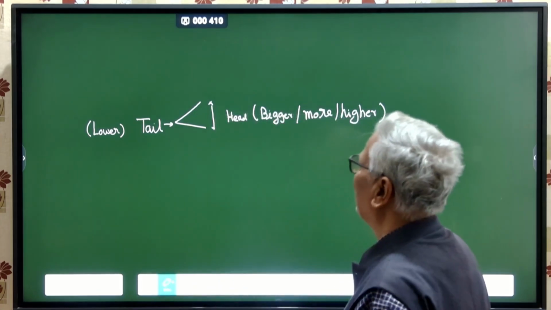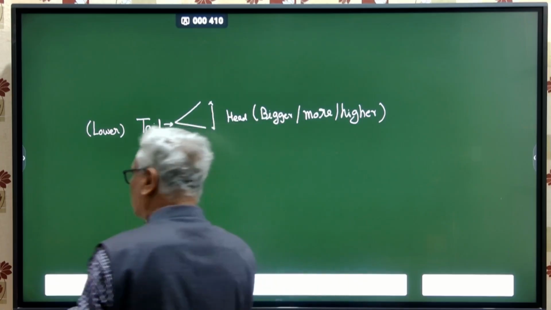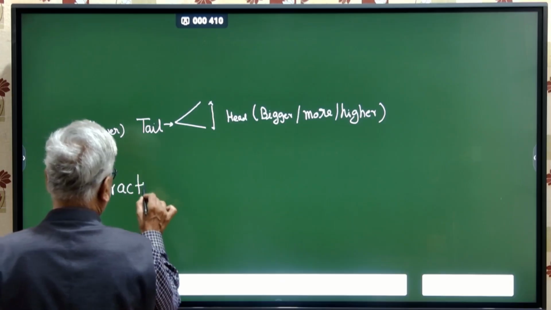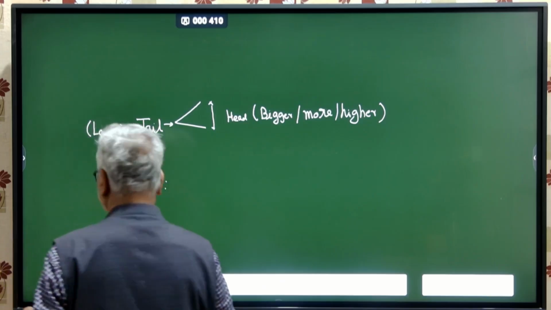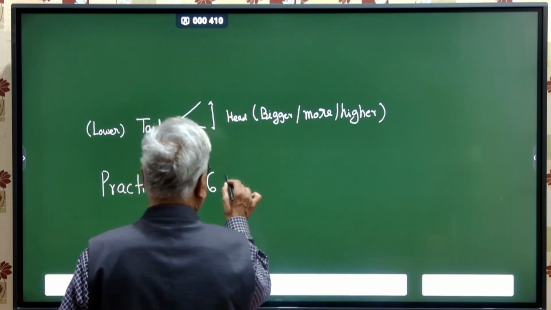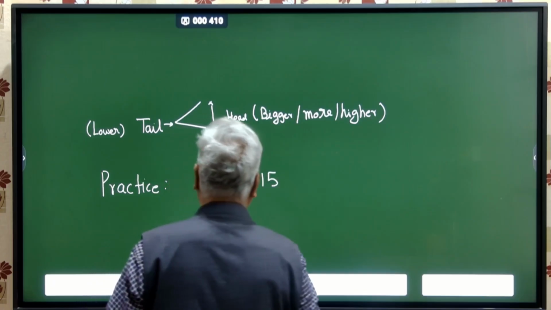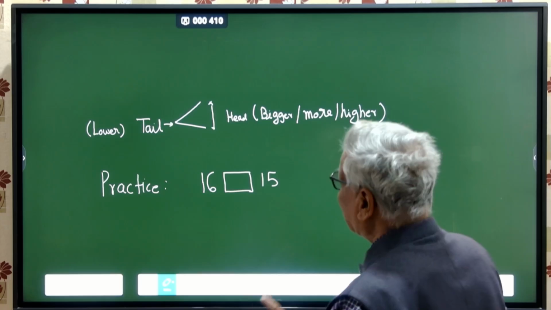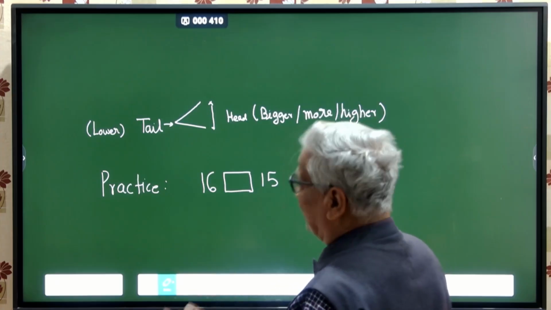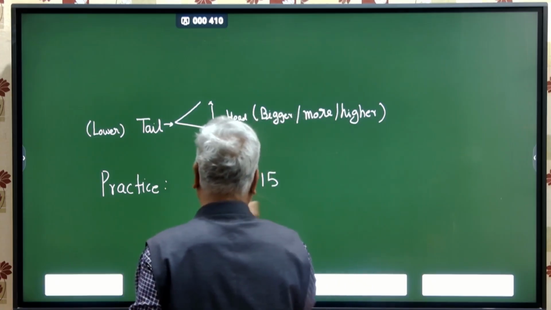There is a question on this symbol. I will give the example for practice up to 20. Suppose I have given 16, a square, and 15, and we have to place the proper symbol of bigger and lower. So it is very clear 16 is more than 15. So the sign should be like this.